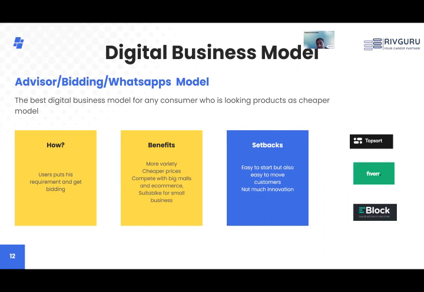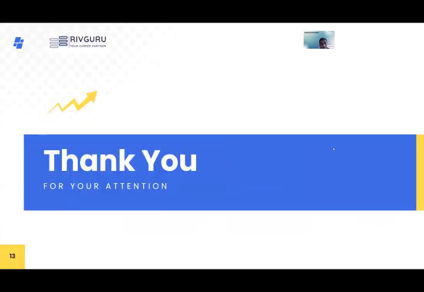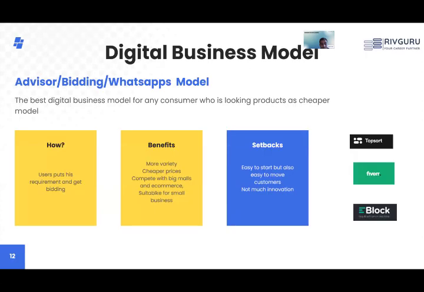But this is again an interesting model. For example, on WhatsApp you say I have this product, or somebody says I need this product, and people start bidding for it, and whoever is cheapest takes it. Some examples are Top Shot, where you can bid for media, a site where you can bid for buying and selling cars, and Fiverr, where you can bid for work. So I think these are a few of the business models.